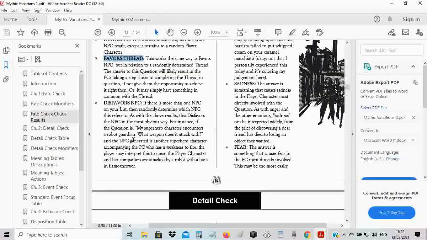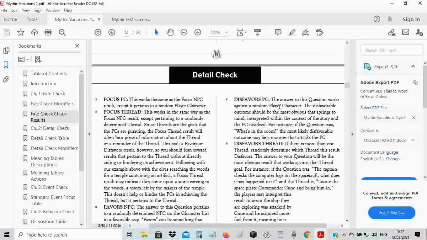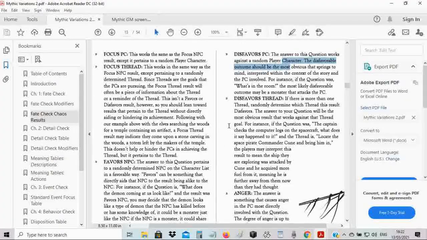Disfavors just means it's bad. So disfavors NPC, something bad happens to the character. Maybe the wood elf's forest burns down. Disfavors PC, this means that something bad happens to the barbarian. Maybe he learns that the person he wants revenge on is aware of him, is aware of his quest for revenge, and tries to hire people to stop him.